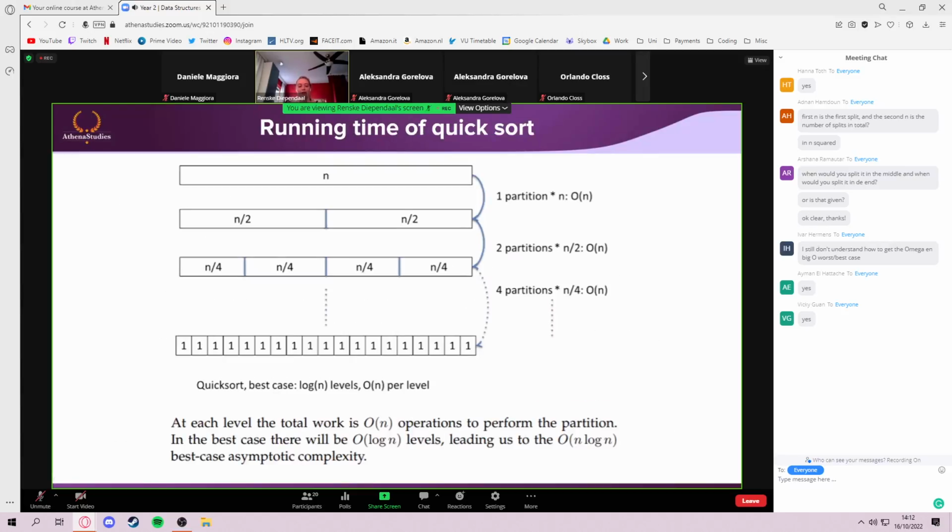Okay, so if you have the worst case scenario, so you don't split them nicely in the middle, you're just going to have to split over here. You'll have to split them a lot more often. You're going to have to split them n times, so you get n levels. And for these n levels, you're still going to have to perform n operations. So that's why you get n times n.